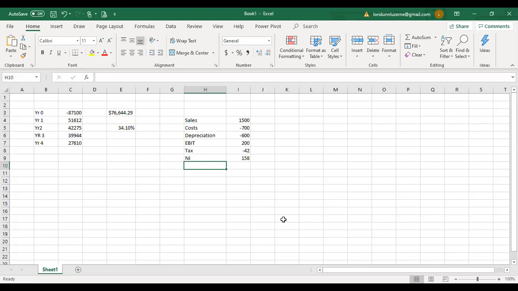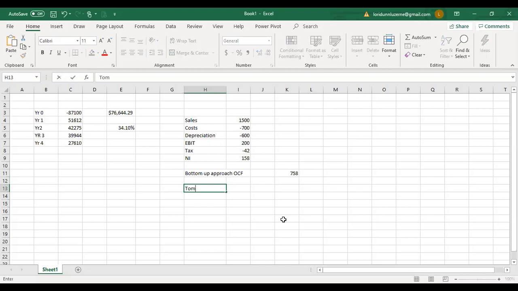Well, the first one says, okay, do a bottom-up approach to determine operating cash flow. That's where we would take our net income of 158 and add back depreciation. So we quickly got to our operating cash flow by taking our net income and adding back the depreciation that was deducted. So maybe you go, I like that.